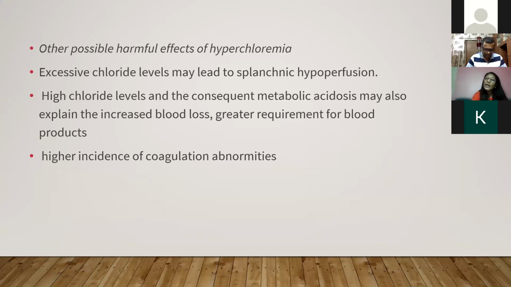There are some other possible harmful effects which have been described with hyperchloremia. The increased chloride levels have been described in terms of splanchnic hypoperfusion. Some studies have found that there is increased CO2 in the splanchnic cells, and it is probably related to hypoperfusion caused by hyperchloremia. Increased chloride levels have also been associated with greater blood loss or coagulation abnormalities, though various studies have not really concluded any increase in blood transfusions, but a couple of studies have come out with the fact that there may be some increased transfusion of platelets required on administration of high quantities of normal saline.